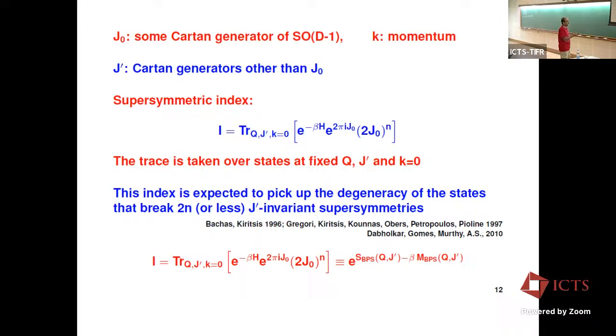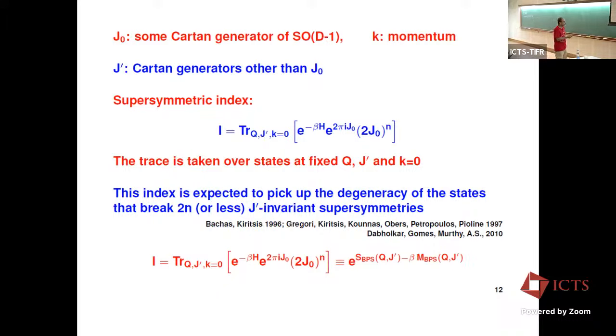The reason that you need this is the following. Imagine that your n had been 0. If n had been 0, then the index will pick up contributions only from those states which break 0 supersymmetries. But those are just the vacua, and you are not trying to count the vacuum. If you are trying to count the vacuum, then we should use the Witten index. Whenever you are trying to count particle-like states, they break certain supersymmetries, and that's why you have to choose n to be not 0, but an appropriate integer that is controlled by how many supersymmetries are broken by the state that you want to count.